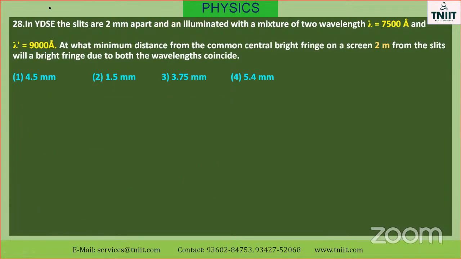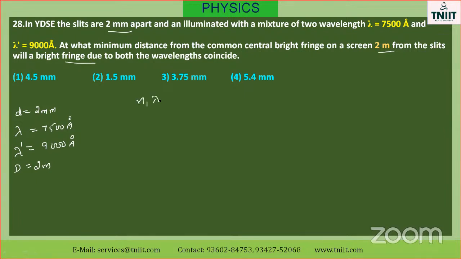In the Young's double slit experiment, they are using two wavelengths. What is the distance of separation here? Small d is 2 mm. They have a mixture of two wavelengths. One lambda is 7,500 angstrom. The second wavelength is 9,000 angstrom. What is the minimum distance from the common central bright fringe on a screen kept at 2 meter from the slit, where both the bright fringes will coincide?